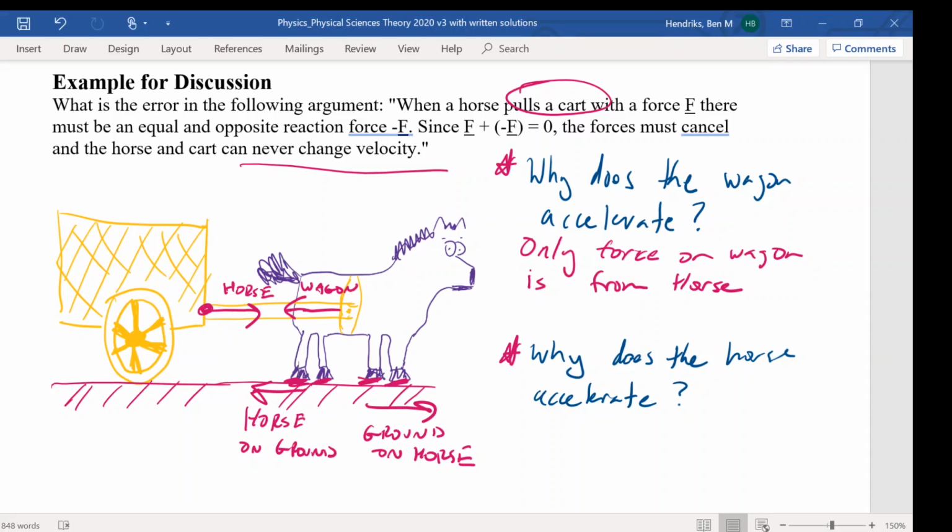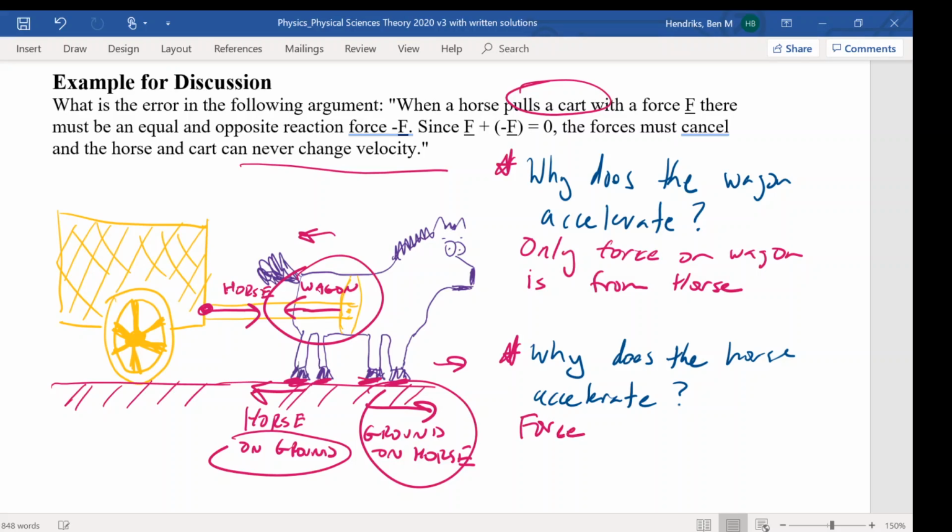Basically, we've got these forces here, the wagon force and the ground on horse. We don't consider the horse on the ground because that's acting on the ground, not the horse. So we've got the wagon acting on the horse that way, and the ground acting on the horse this way. Why does the horse accelerate? Because the force from the ground is larger than the force from the wagon.